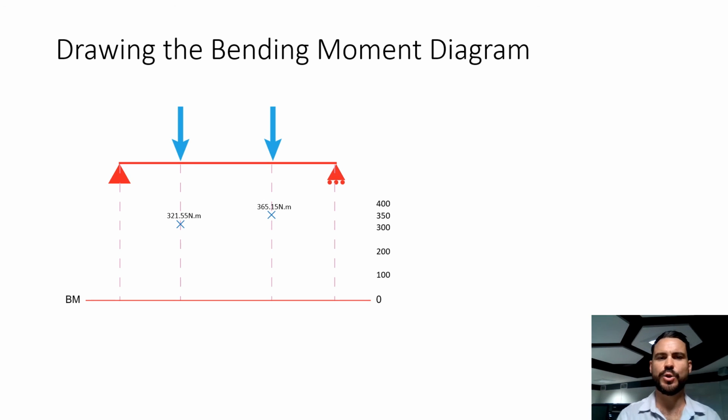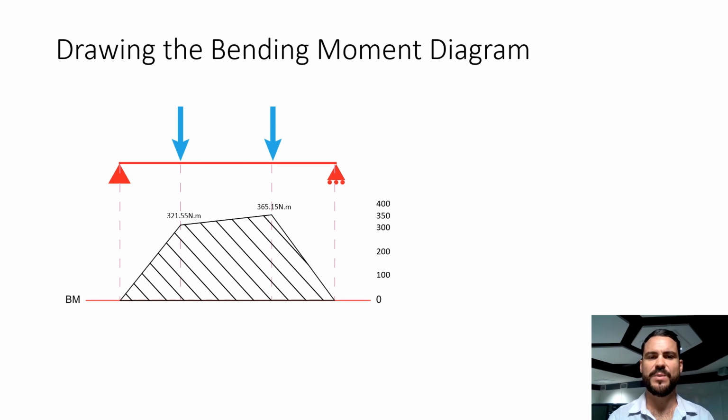We've then got our two positions, and those two positions are going to be in line with where our forces are, 321.55 Newton meters and 365.15 Newton meters. We then just play dot to dot, nice and simple, and there we have our bending moment diagram.